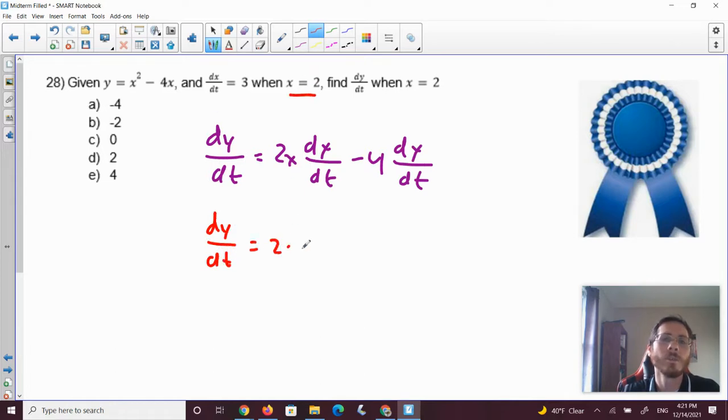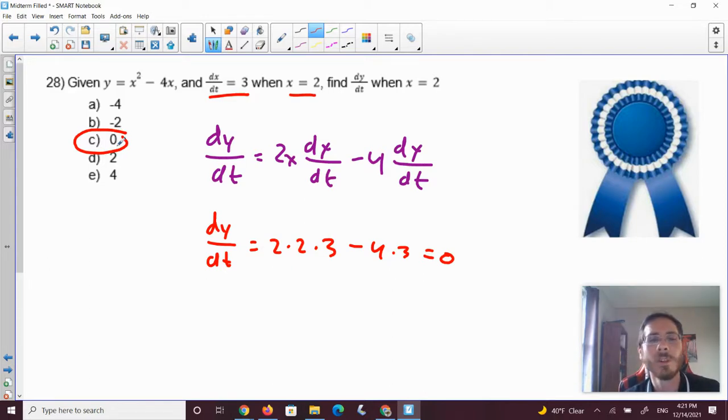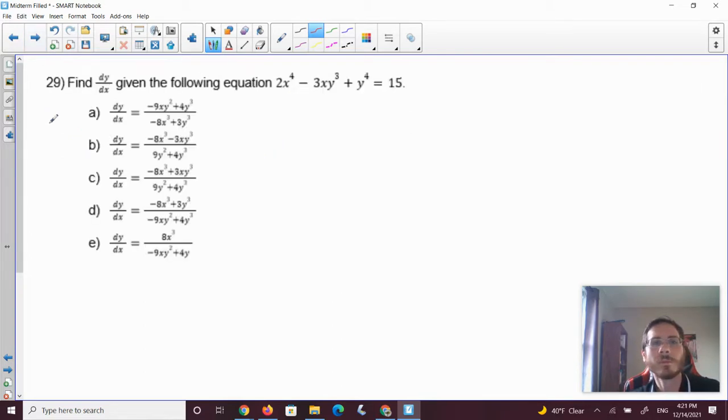X is going to be 2. Dx dt is going to be 3, and we can see that we get 12 minus 12 is 0. So I thought that was a pretty fun one. Again, I like that they made it so that it equaled 0. That was pretty interesting because it doesn't look like it's going to be 0, but dy dt in this case is constant at x equals 2. Kind of cool. So good job on that one too.